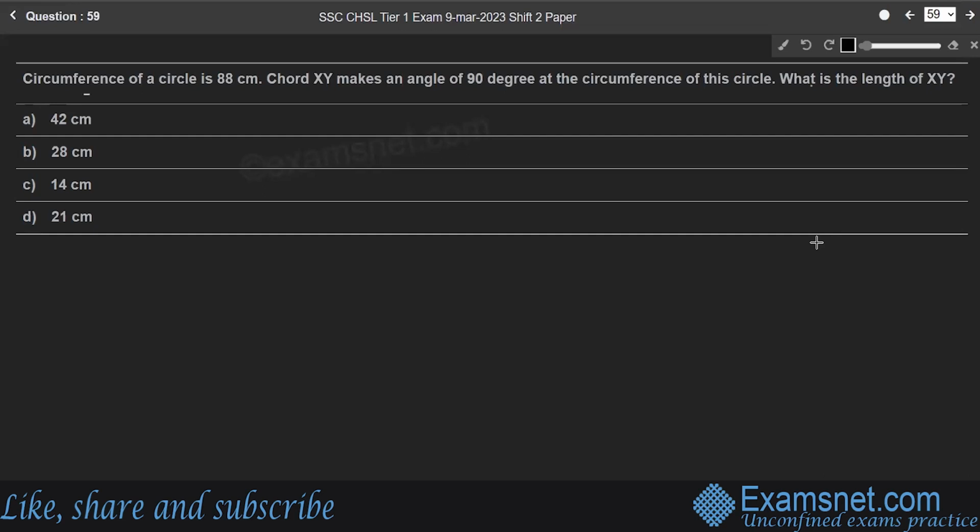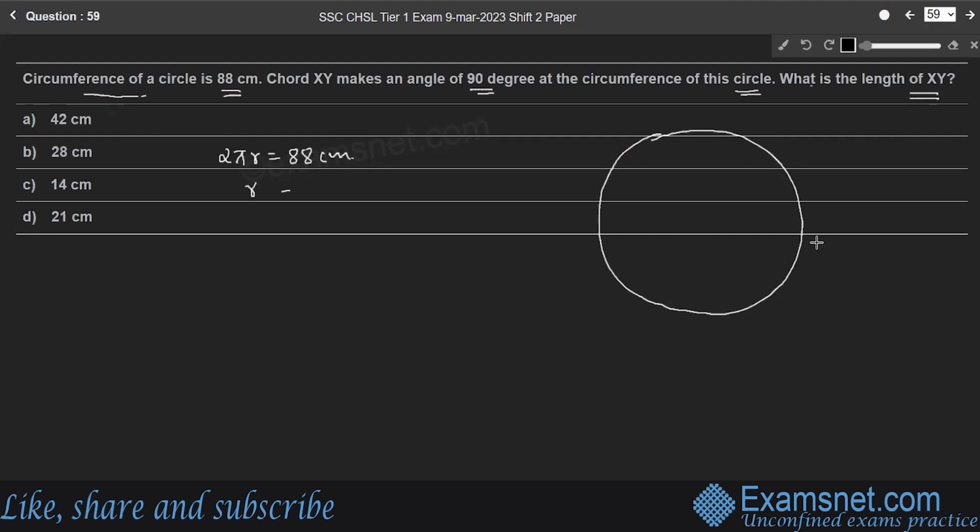Question 59. The circumference of a circle is 88 centimeters. Chord XY makes an angle of 90 degrees at the circumference of this circle. What is the length of XY? Here, consider a circle. The circumference of the circle is given: 2 pi r is 88 centimeters. Therefore, find the radius: 88 by 2 pi, so 2 into 22 by 7, which is nothing but 14 centimeters. That will be the radius of the circle.